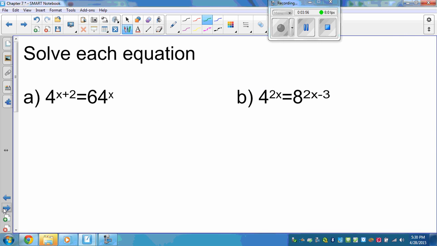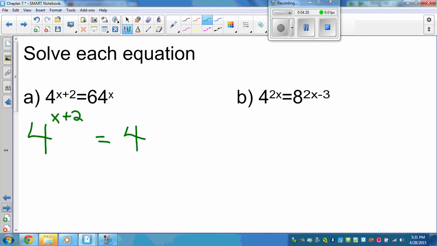Now we're going to have to solve. Here it says we need to solve each equation. Our strategy is we're going to try and put them both to the same base. So here I have 4 to the x plus 2. And I want to rewrite 64 as 4 to the something.